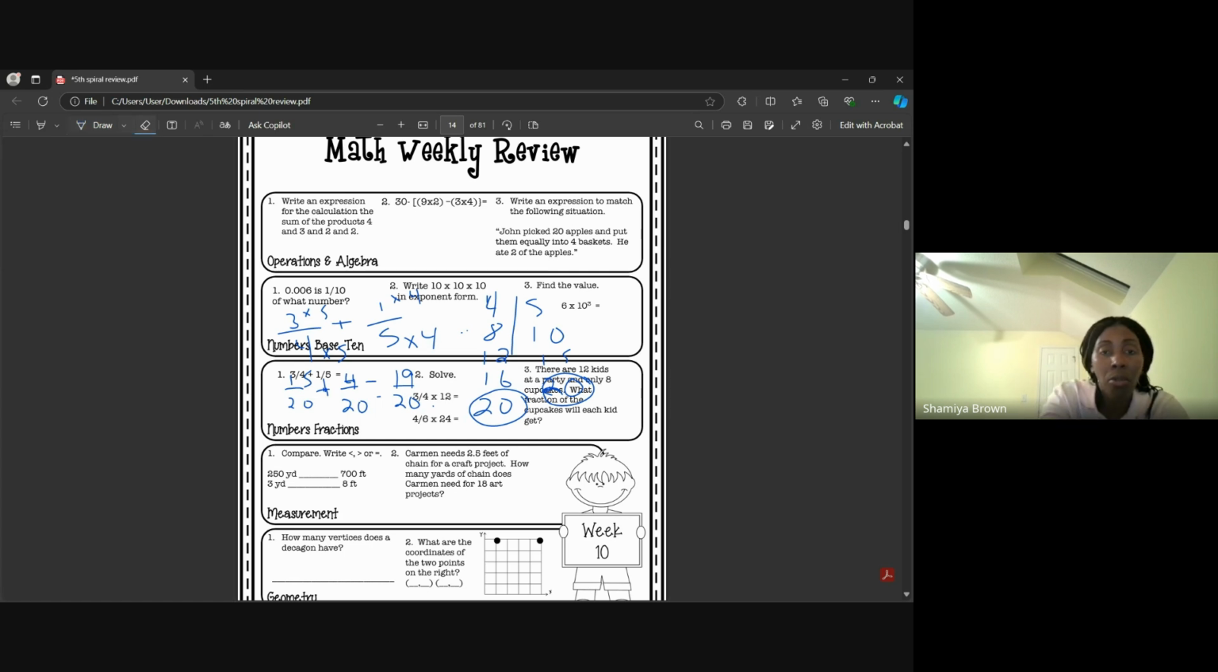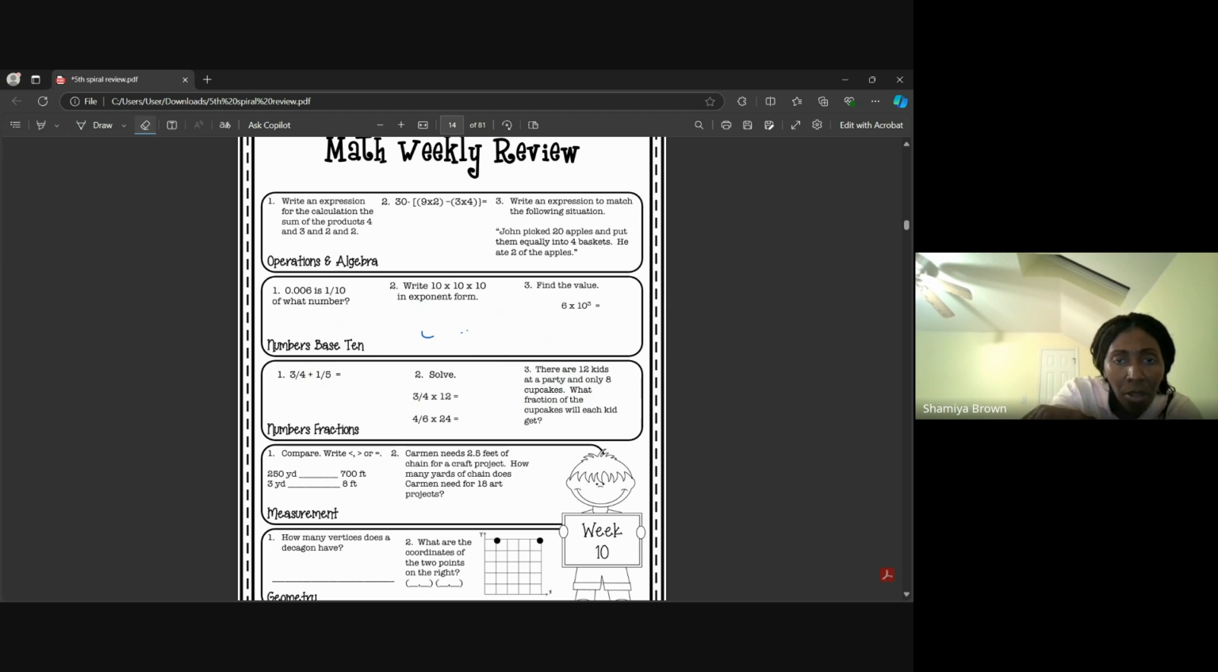Okay, number 2 says solve. So I'm solving 3/4 times 12. This one is multiplication, so I do not have to have the same denominator when I'm multiplying. I'm doing number 2, 3/4 times 12, and I could just put that as 12 over 1.